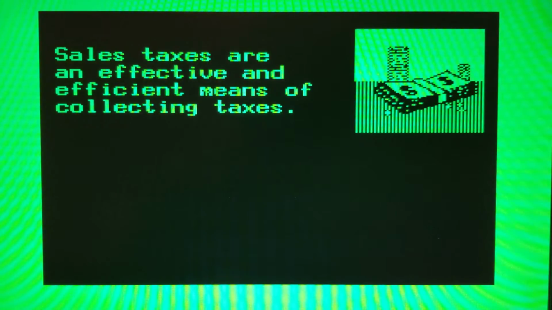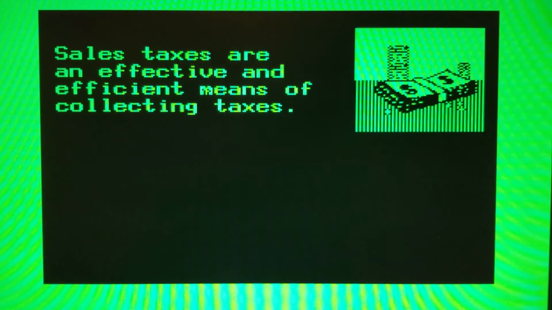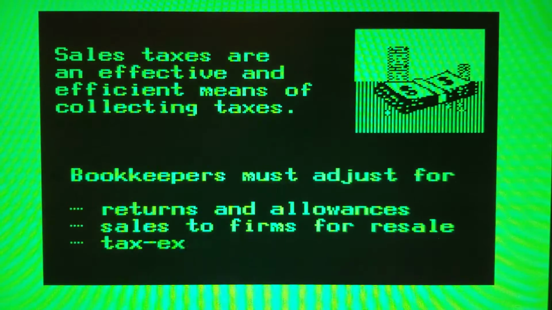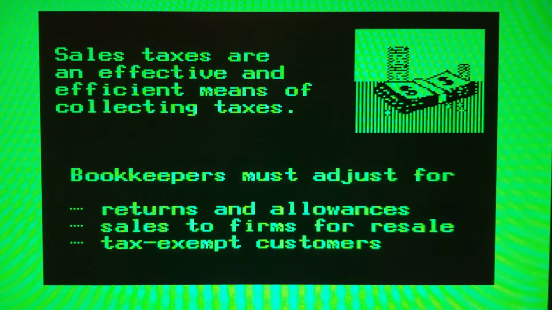Sales taxes are often considered a nuisance by merchants, but they're an effective and, in some respects, efficient means of collecting taxes. But bookkeepers for such firms must remember to adjust for returns and allowances, for sales to other firms for resale, or to tax-exempt customers like schools or to out-of-state customers which are exempt from sales tax. In some states, a small allowance is made to the merchant for the bother of sales tax collection.